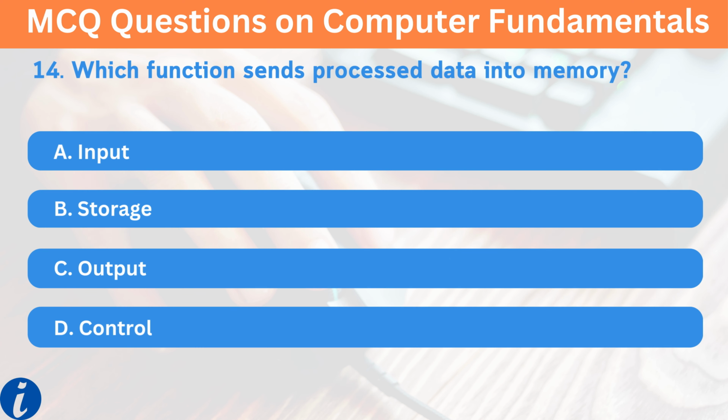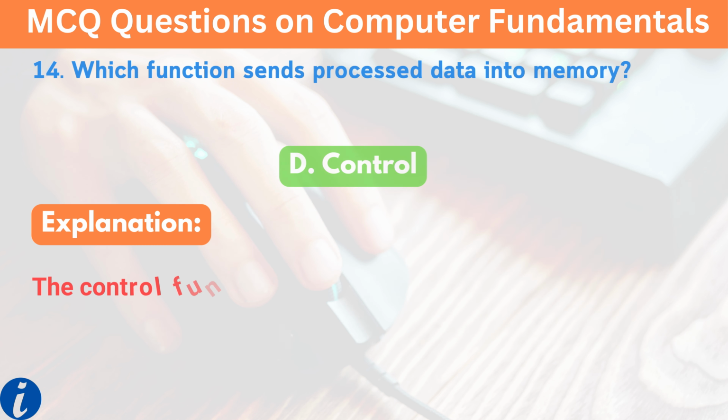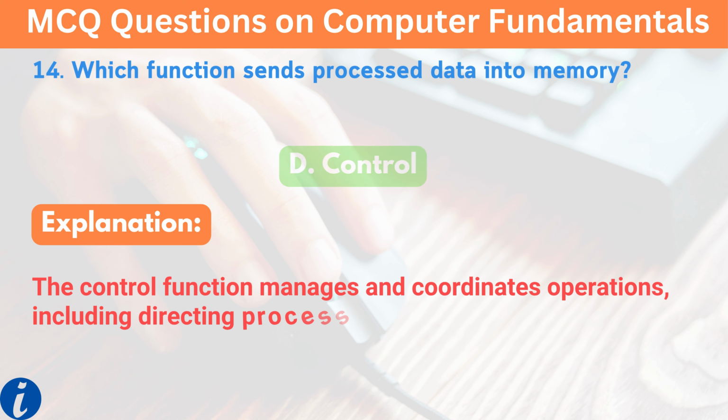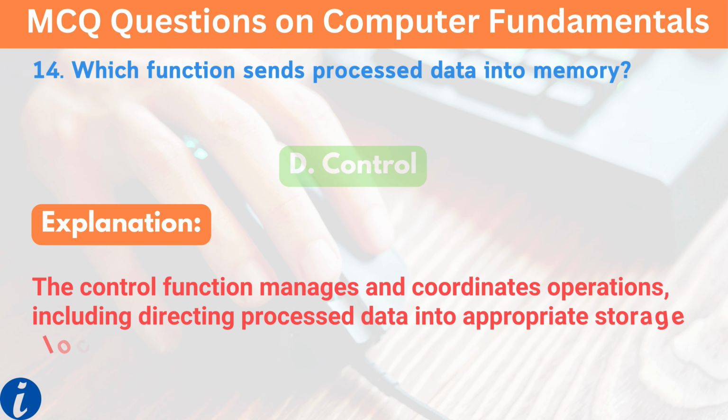14. Which function sends processed data into memory? A. Input. B. Storage. C. Output. D. Control. The correct answer is D. Control. Explanation: The control function manages and coordinates operations, including directing processed data into appropriate storage locations.